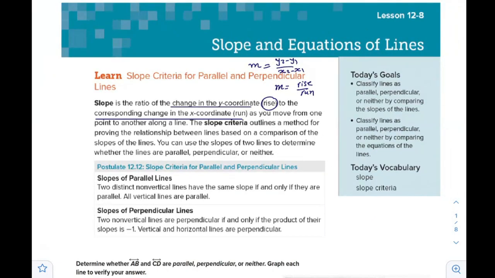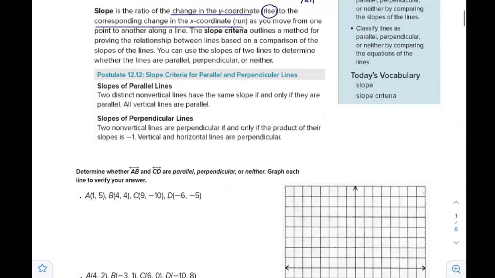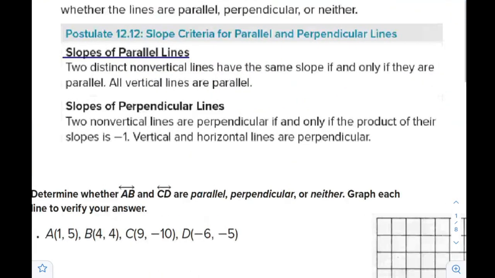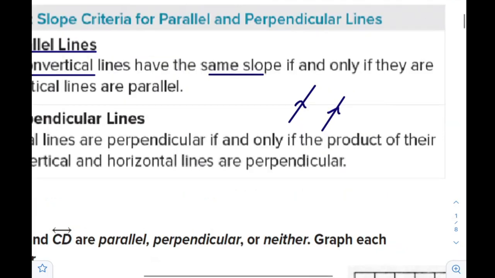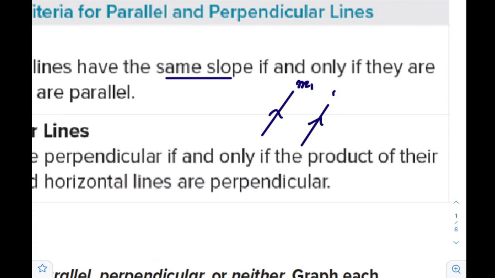So what is the relation between slopes of parallel lines? Two distinct non-vertical lines are considered to be parallel if and only if they have the same slope. So if this line has slope m1 and this has slope m2, if the lines are parallel, then slope 1 equals the slope of the second line.